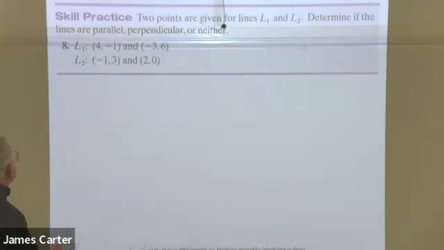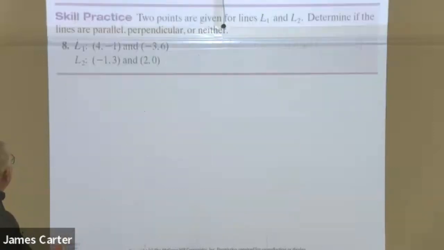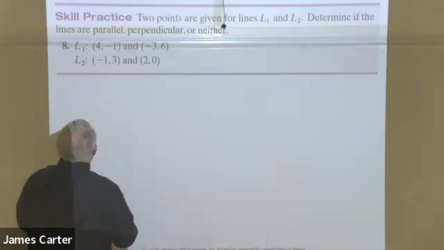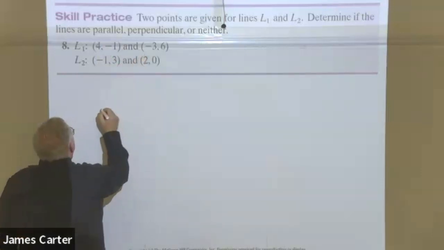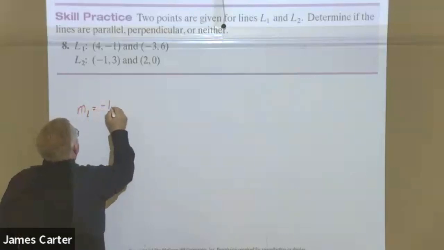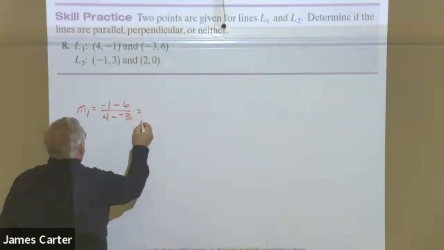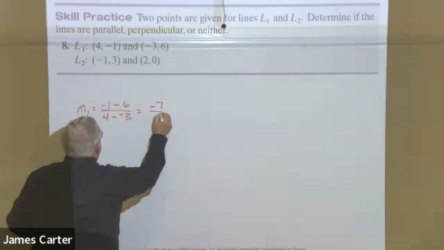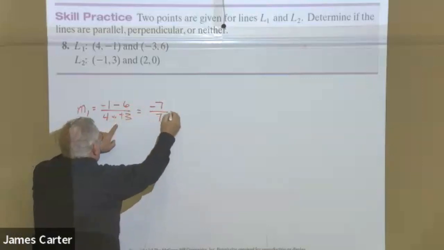Okay, we've got another two sets of points. Let's go ahead and do these. I'm going to call this point 2, point 1. So the slope m of the first line is -1 minus 6 over 4 minus -3, which equals -7 over +7, equals -1.